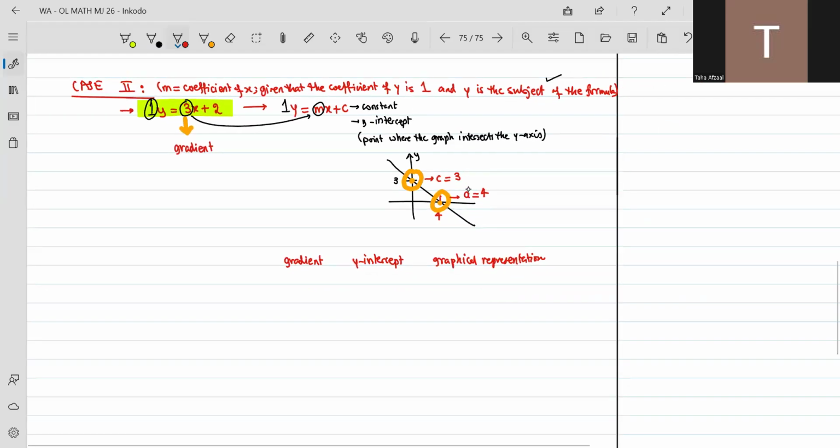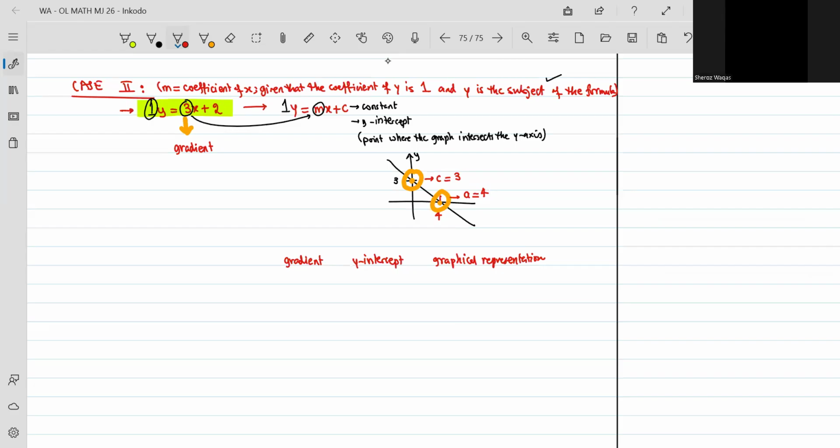You should have an idea whether the line is a positive gradient or a negative gradient. Okay. Sir, I have a question. Is my voice coming through properly? Yes, go ahead.